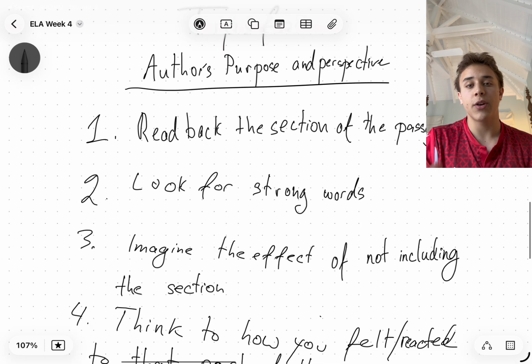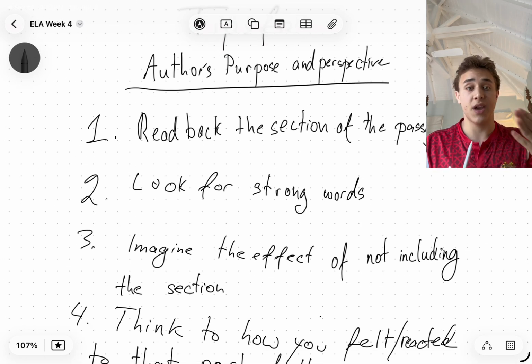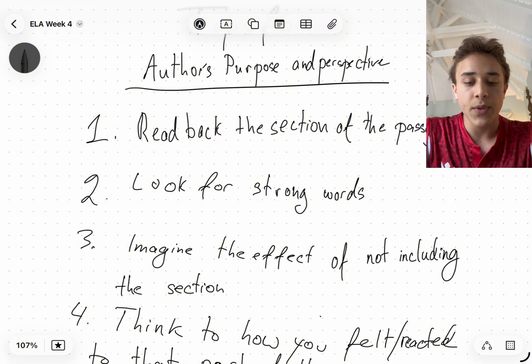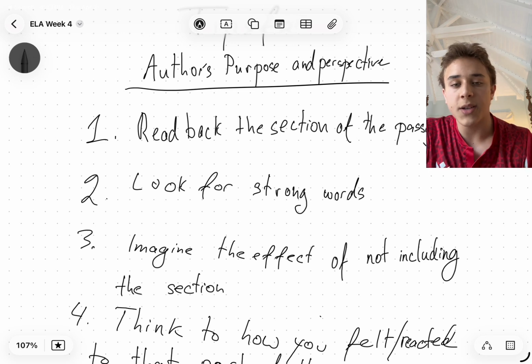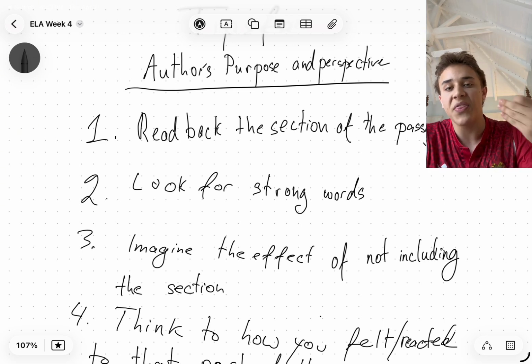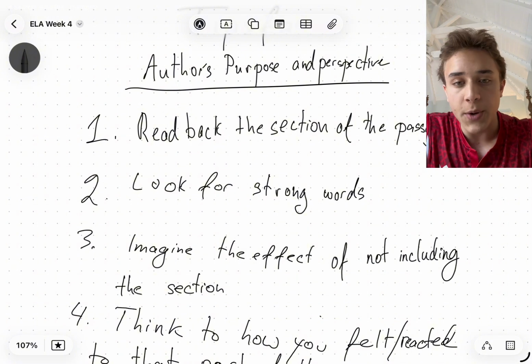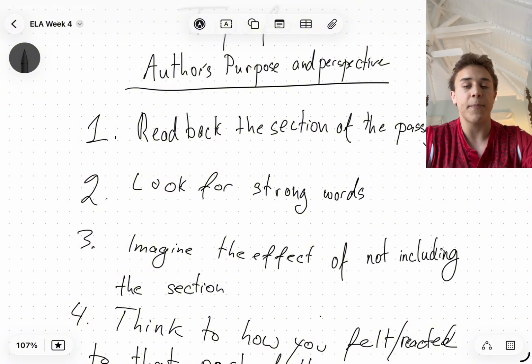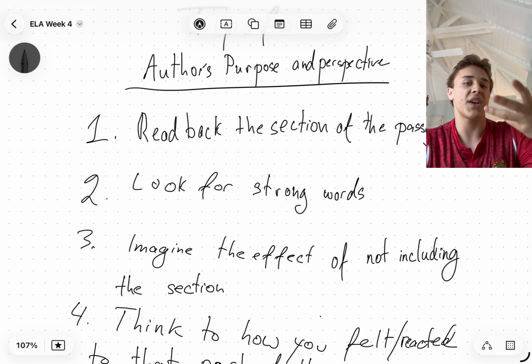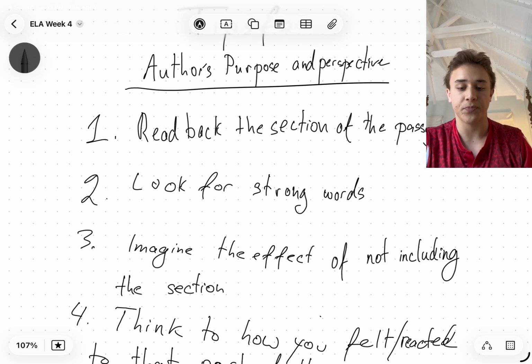So second of all, you want to look for strong words that make you think in a certain way. These are all authors. They're good writers. They know how to influence an audience. So they're going to put words that subconsciously make you think about what you're reading in the specific way that they want you to think about it. So if you clue in on words that sway you, then that's probably the effect of the author, to make you think in that way that you're being swayed.